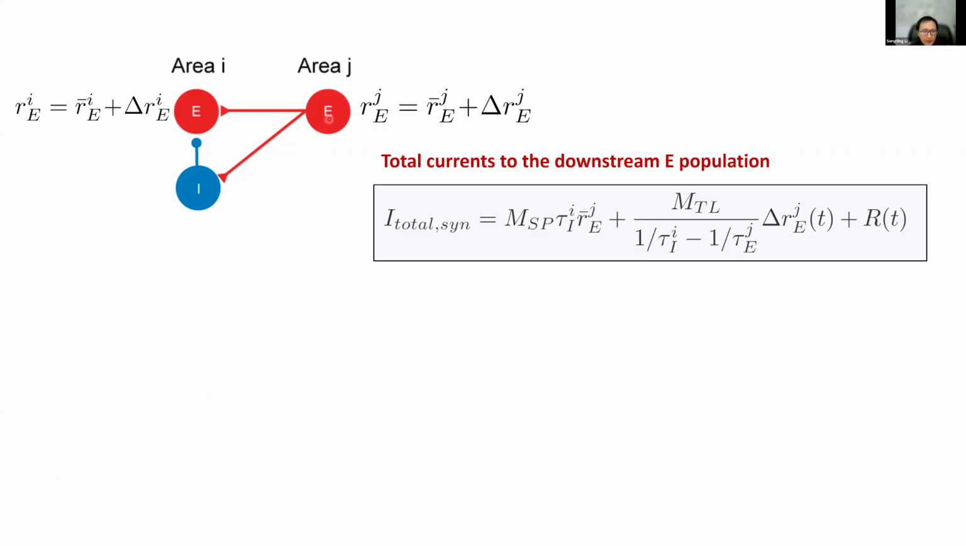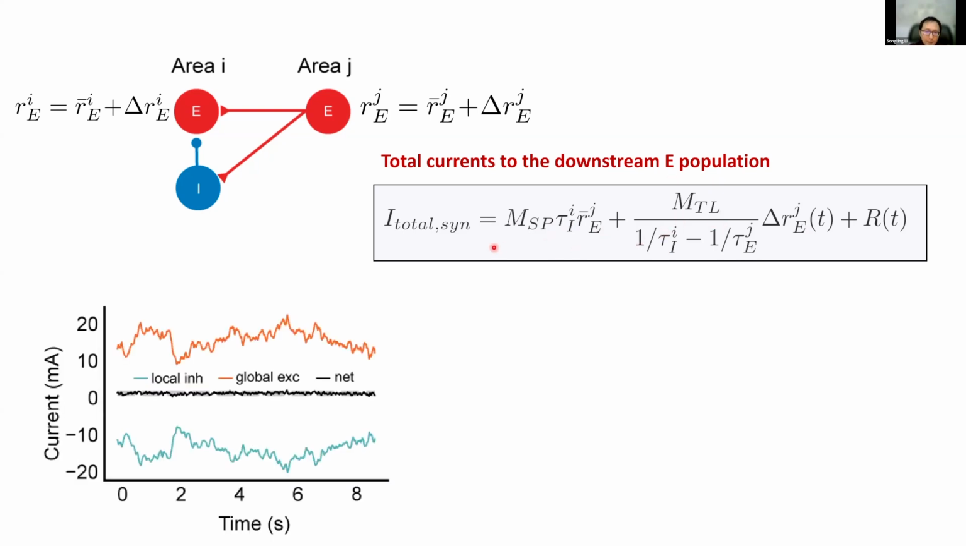If we decompose the upstream response into its mean part and the time fluctuation part, and because everything is linear, right? So it's a linear model. We can compute the total current received by the downstream E population. So it also has its mean part and the temporal fluctuation part. And in the mean part, the previously measured MSP appears here. And in the fluctuation part, this MTL measure appears here.